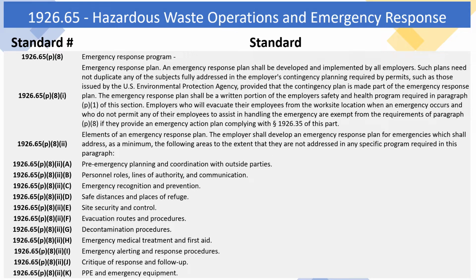1926.65 P7-3, Trainers. Trainers who teach initial training shall have satisfactorily completed a training course for teaching the subjects they are expected to teach, or they shall have the academic credentials and instruction experience necessary to demonstrate a good command of the subject matter of the courses and competent instructional skills.